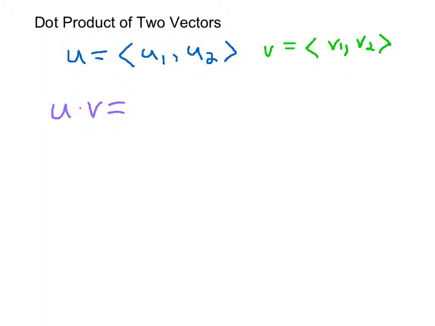the dot product of them, what this is actually equal to is u sub 1 times v sub 1 plus u sub 2 times v sub 2. Given that the u sub 1 and 2 and v sub 1 and 2 are real numbers, then the product and sum of real numbers is going to equal a real number as well.